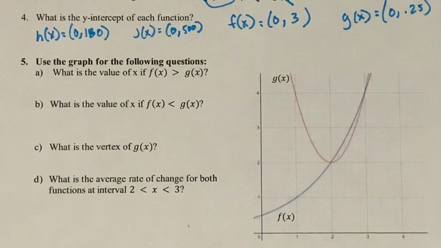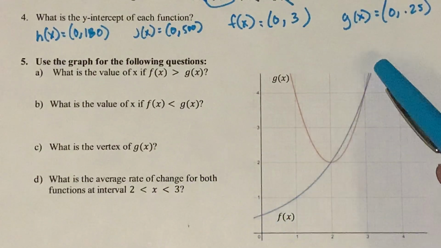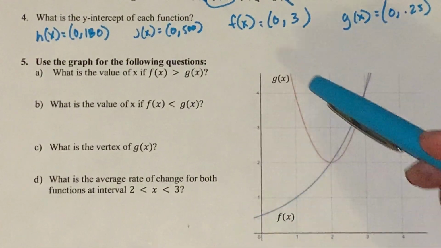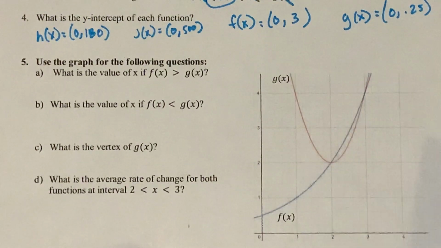Number 5. What is the value of x if f of x is greater than g of x? In other words, what is the value of x whenever the line that represents f of x, this blue line here, is greater than g of x? So where is it above the red line?